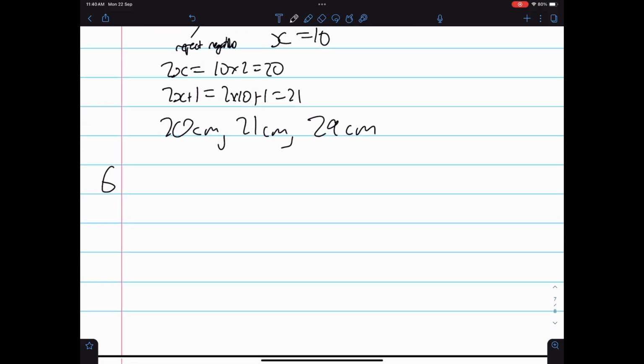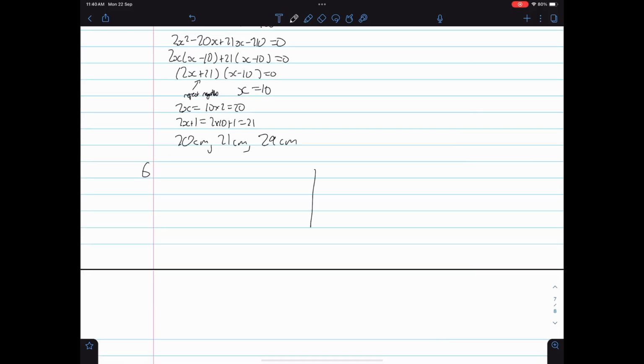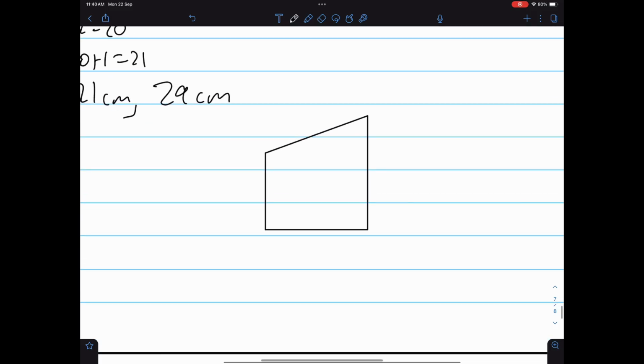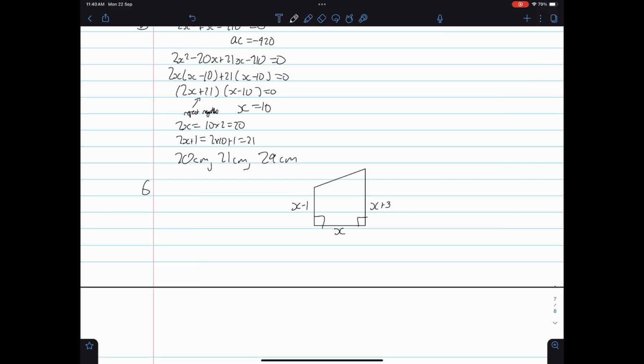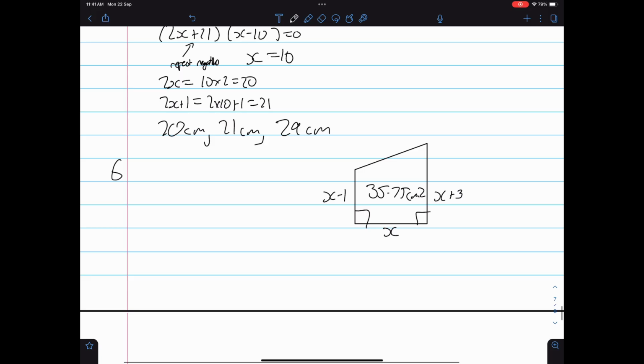Now for 6, it's another geometry-related question. And I'll just draw up the diagram for you now. This is by no means to scale. And you just have to imagine these right angles. I don't know if they're perfect. x plus 3, x minus 1, and x. And it says the area is 35.75 cm squared. And we need to figure out the value of x.